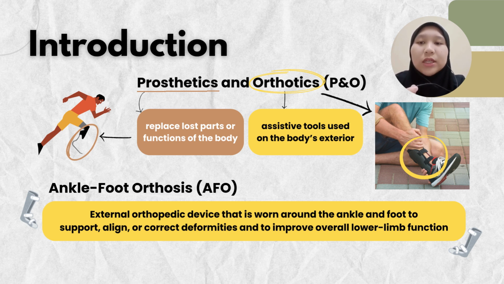An AFO is an external orthopedic device worn around the ankle and foot to support, align, or correct deformities, as well as to improve overall lower limb function. AFOs are widely prescribed for individuals with gait abnormalities, particularly those experiencing foot drop, where insufficient ankle dorsiflexion causes the foot to drag during walking. In such cases, an AFO helps stabilize the ankle and promotes a safer and more efficient gait pattern.